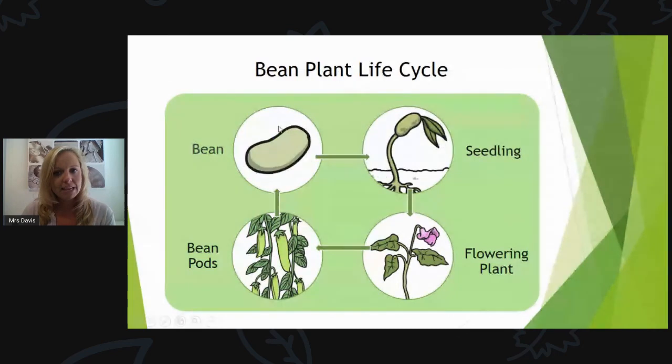So it goes from a bean to a seedling, to a flowering plant, to the bean pod, and then back around, because in those bean pods are where the bean seeds are. So if they then fall onto the ground and germinate, the whole thing starts again. So that's the bean plant life cycle.